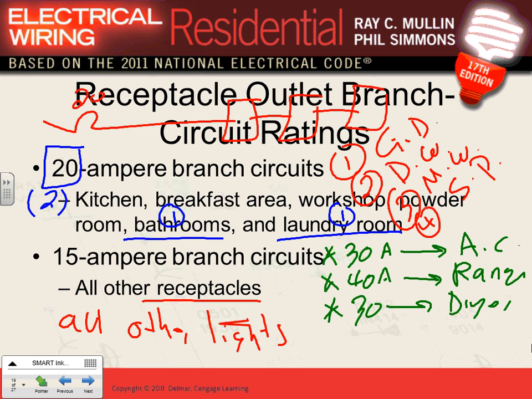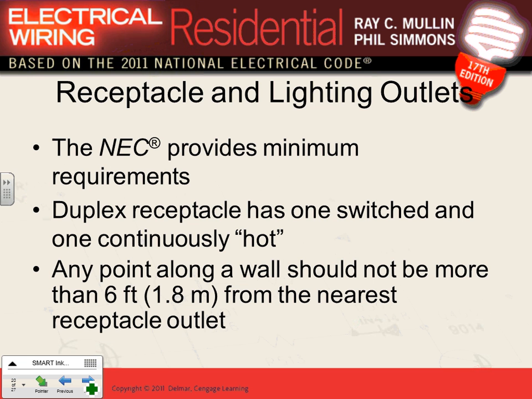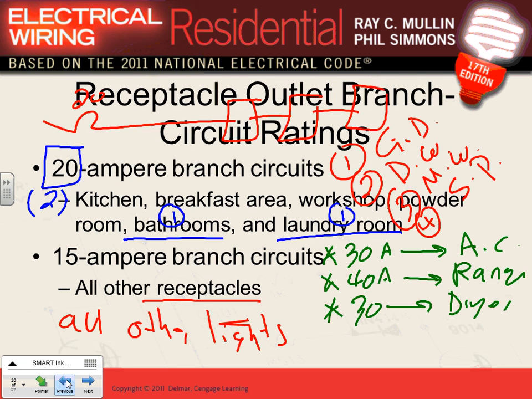Okay. Now, is it wrong to put all your other receptacles on the 20 amp circuits? No. Is it overkill? Yes. You have a receptacle in the bathroom, in the kitchen, in the bedroom, and you put them all on a 20 amp circuit. You can. In my book, it's a little bit overkill. So that's your branch circuits. These are your branch circuits.